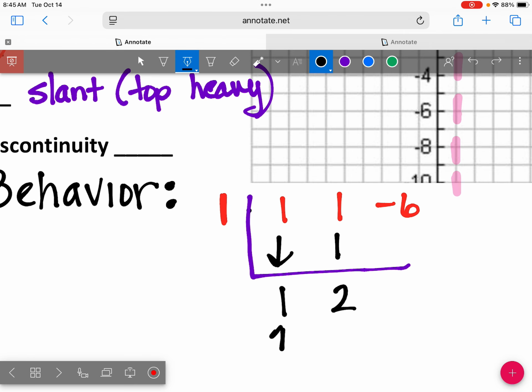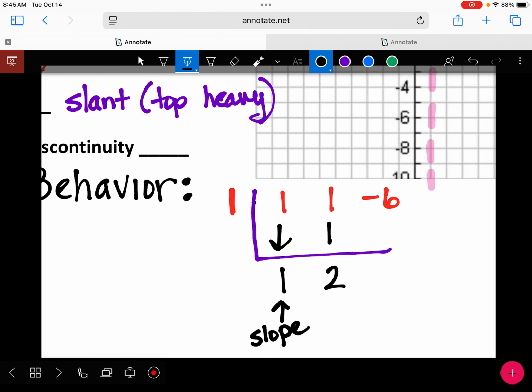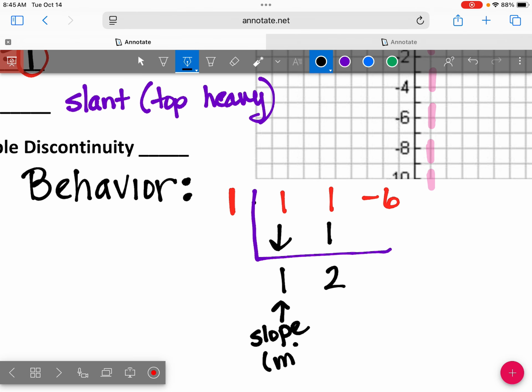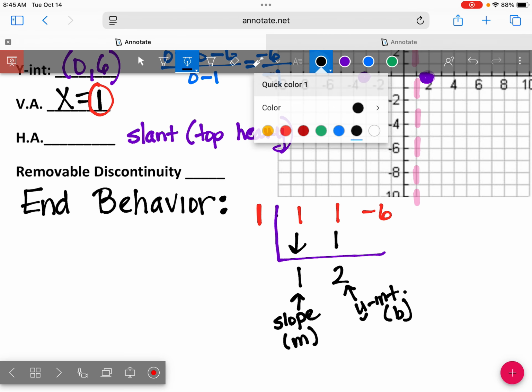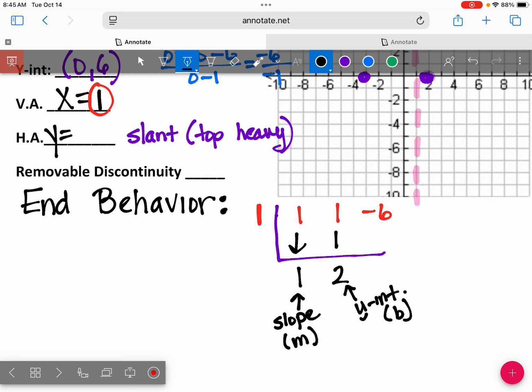This first number is your slope, which is M. And this second number is my y-intercept, which is B. So the equation for my slant is y equals 1x plus 2.